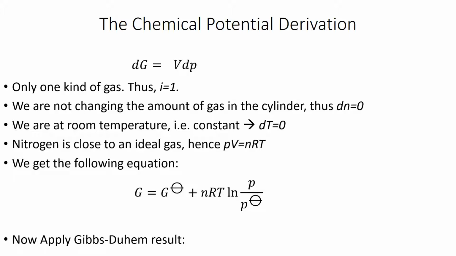All right, what we're now going to do is apply the Gibbs-Duhem result. Essentially, we are going to divide by the number of moles, and we are going to get the chemical potential for an ideal gas, say nitrogen. And you'll notice that the chemical potential is equal to the standard state chemical potential plus RT times this logarithm with a fraction of the pressure. So what you can see is that the chemical potential of a gas depends on its pressure.